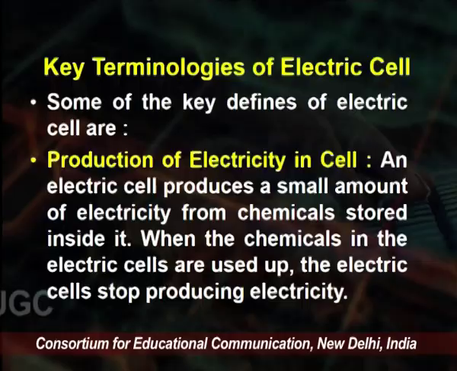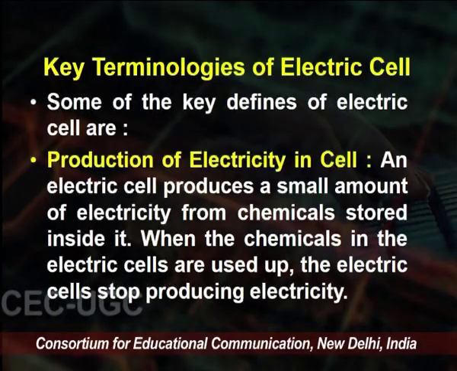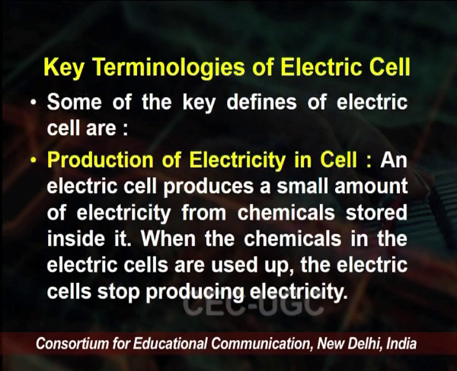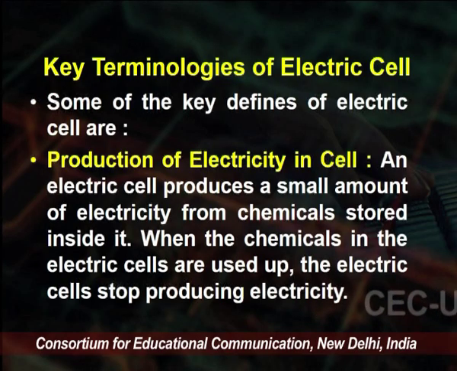Therefore, an electric cell is a device used to generate electricity and to make chemical reactions happen by applying electricity. Now, there are some key technologies of the electric cell that you can see on the screen, which we will discuss one by one. First is the production of the electric cell.